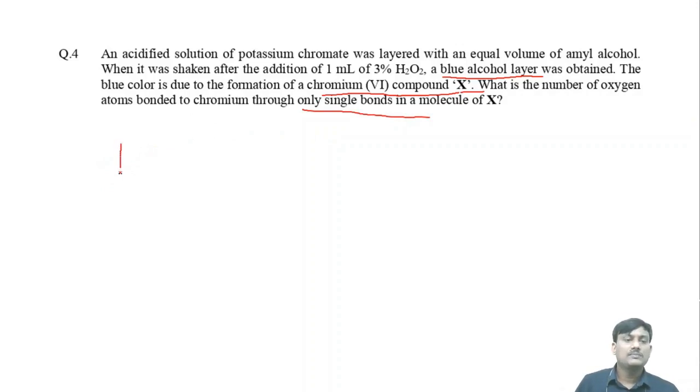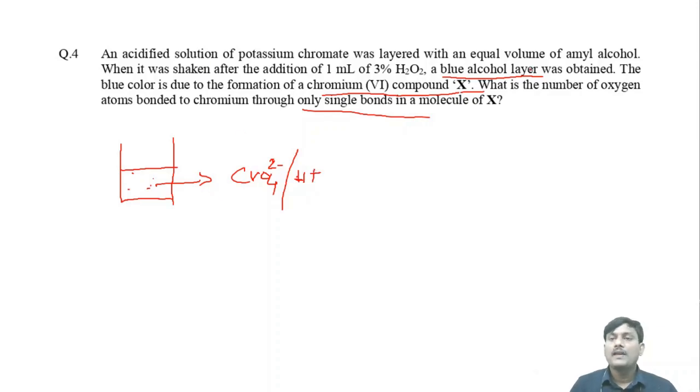Let us take the compound. We are taking acidified potassium chromate, CrO4 2 minus with H plus. This is the aqueous phase, and you are adding an equal volume of amyl alcohol. This is the amyl alcohol, 1-pentanol.